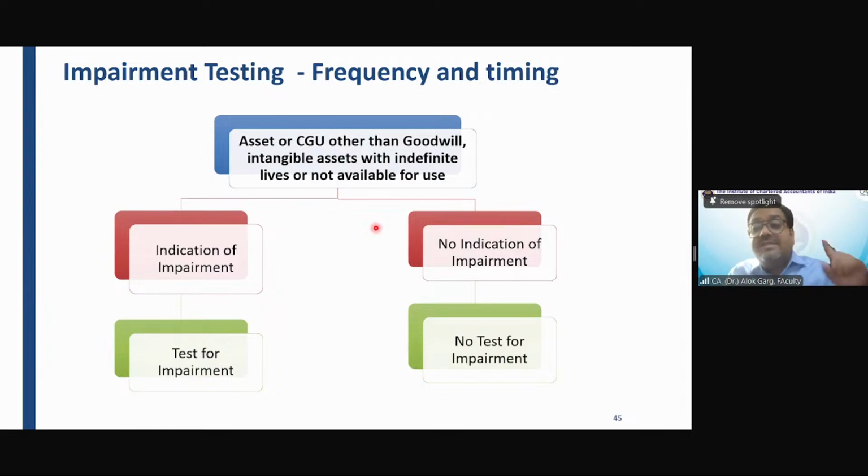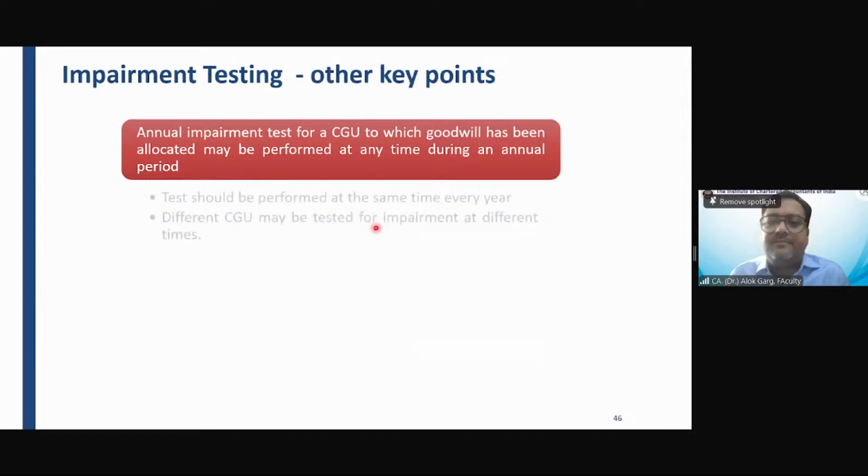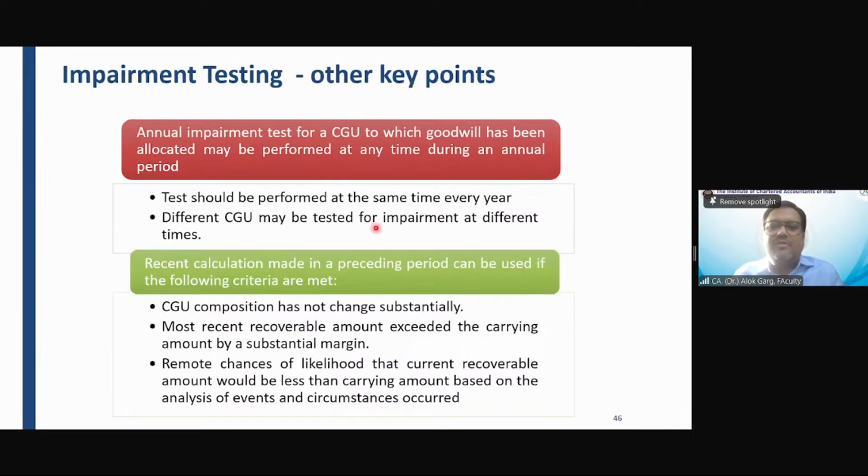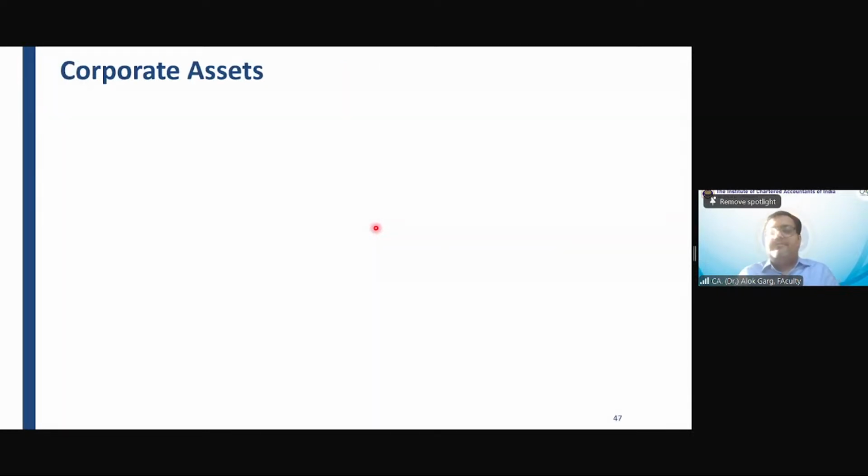Once in a year testing is mandatory when? When those three assets are there, individually or as part of a group. Right. So this is the theoretical part, not relevant.